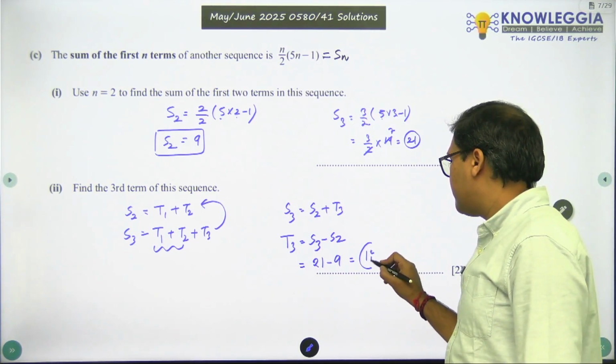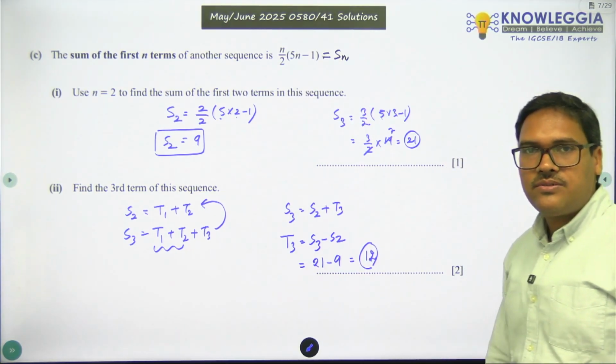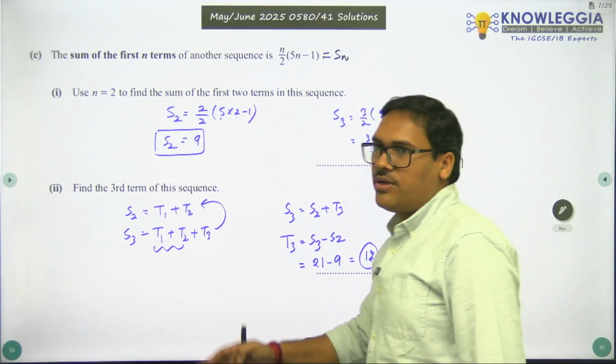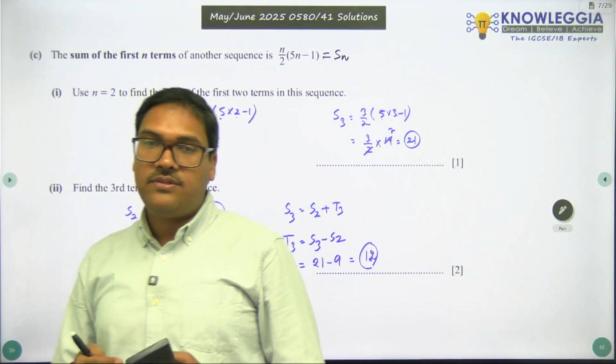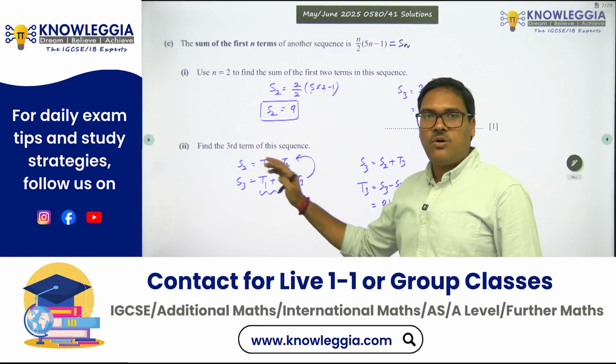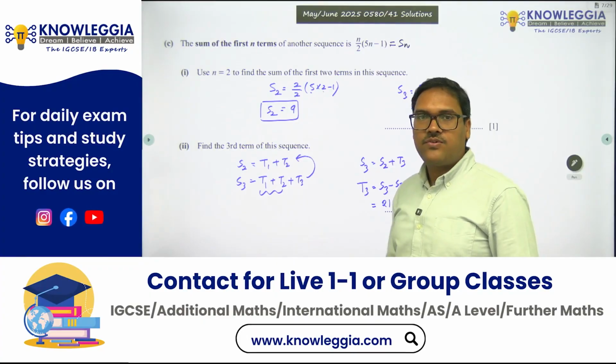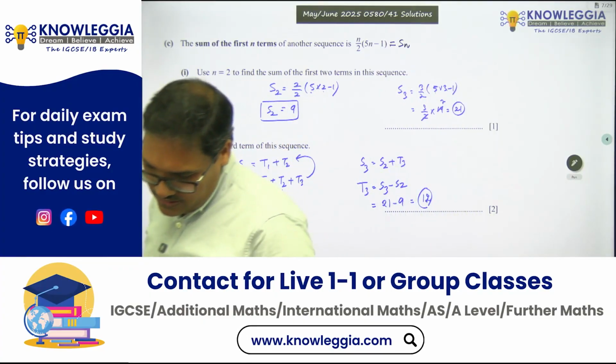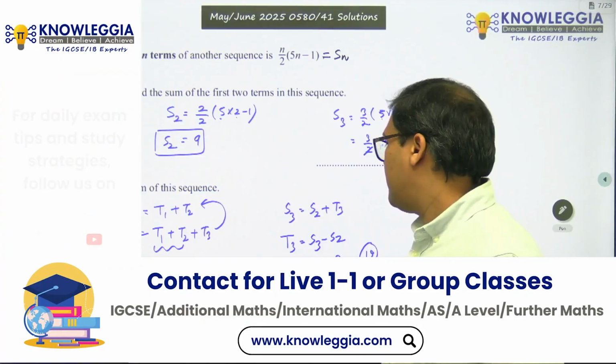12. That is the answer for this question. So I hope this is clear, how you can find the nth term given the sum of n terms. I have got the sum of three terms and the sum of two terms. So obviously, if I take the difference of this, this will give you the third term. So what is the answer? This is 12. 12 is the correct answer for this question.